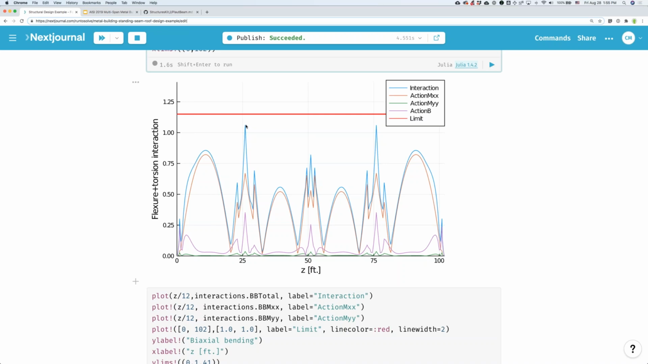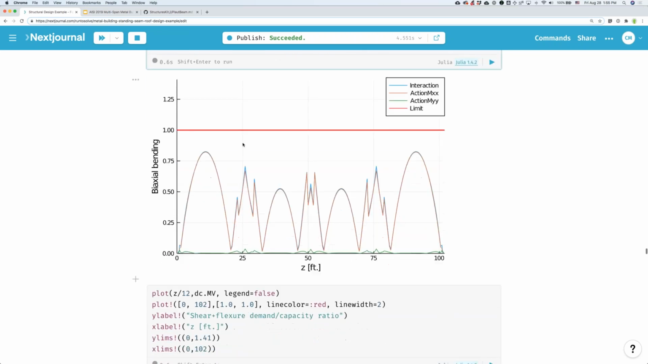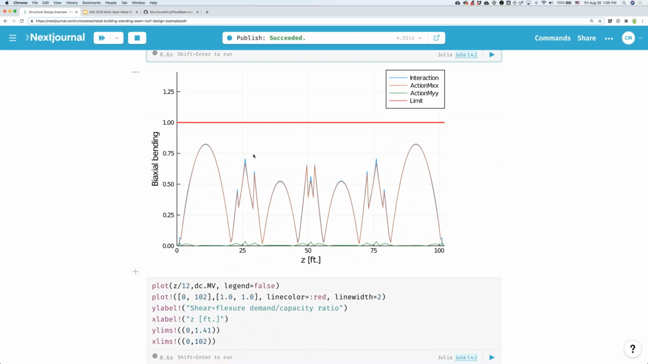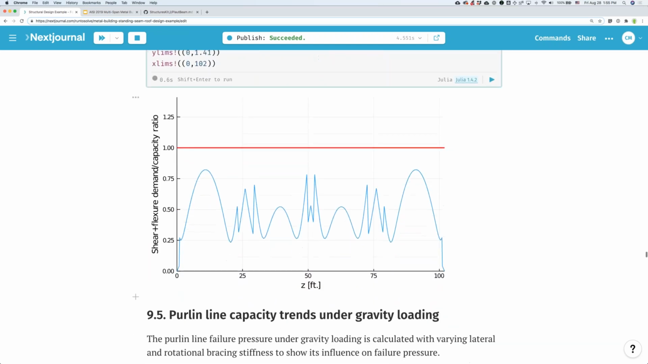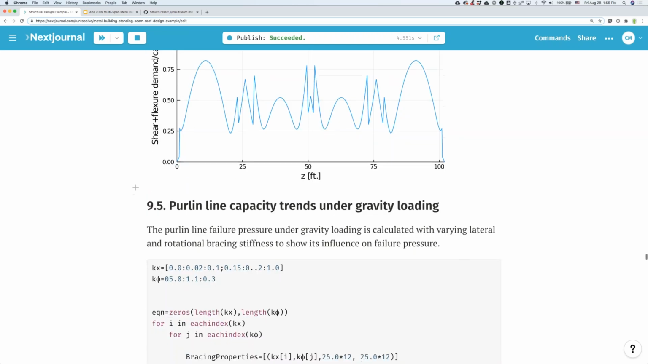And so you can see here the addition of the bimoment and the strong axis moment, and how it ends up showing, at least here, that it's working hard. There's biaxial bending, which is not controlling. That's another limit state in AISI. And then there's shear plus flexure, which never controls. And so, yes, we have predicted the capacity.